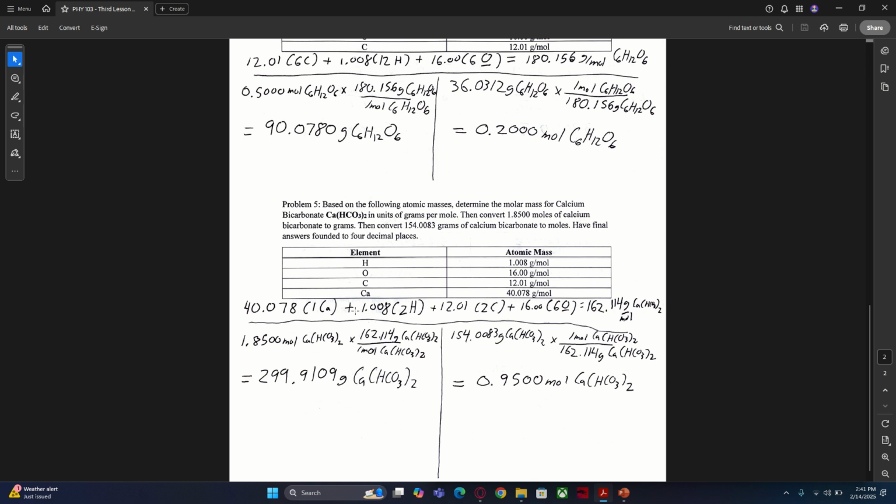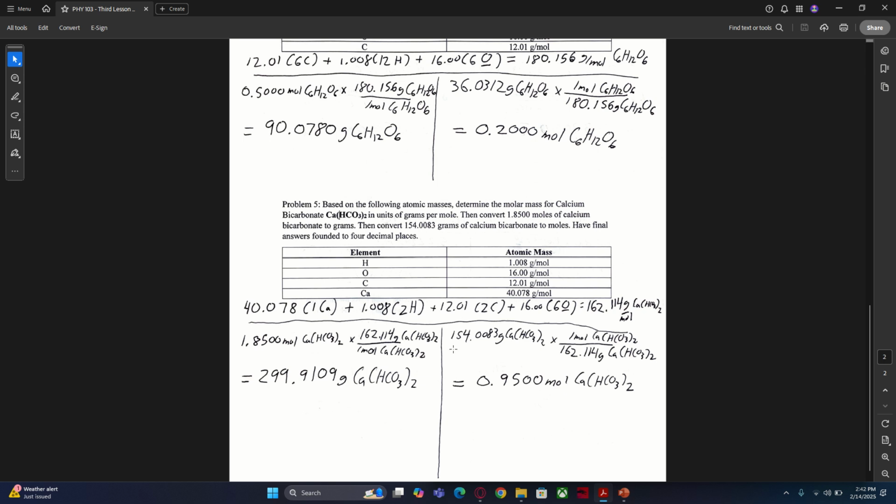40.078 times 1 calcium, plus 1.008 times 2 hydrogen, plus 12.01 times 2 carbon, plus 16 times 6 oxygen gets us to 162.114 grams per mole of calcium bicarbonate. And then if we're starting with 1.8500 moles of this compound, 1.85 moles times the molar mass of 162.114 over 1, that gets us to 299.9109 grams of calcium bicarbonate.